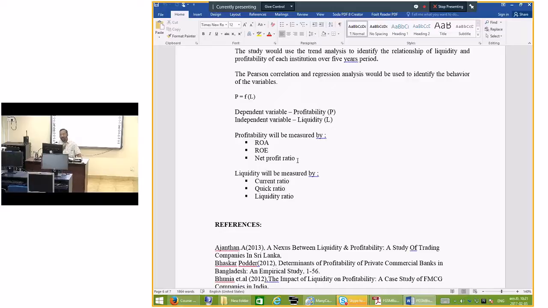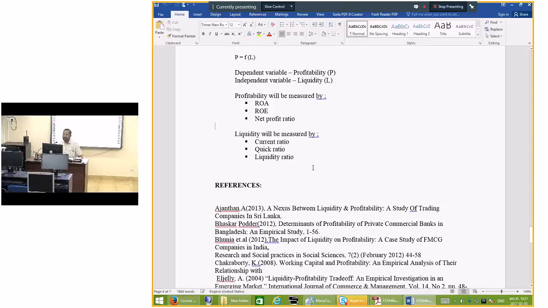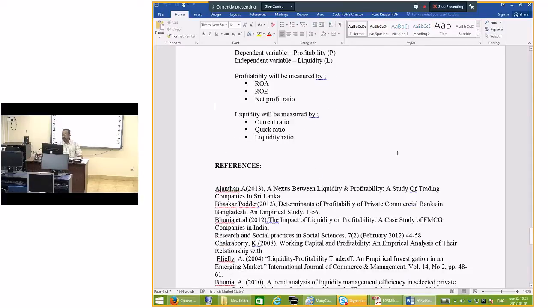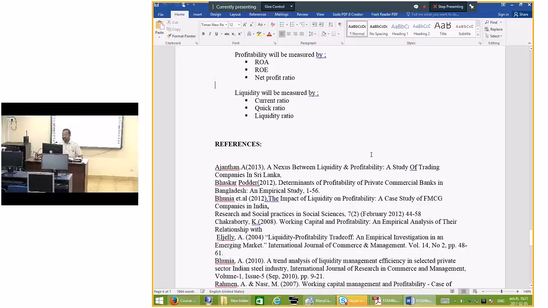You need one variable, profitability. Liquidity can be measured by the current ratio or quick ratio and some more, and see whether there's a relationship between liquidity and profitability. And you have not mentioned which statistical techniques you use. Mention here which statistical techniques.